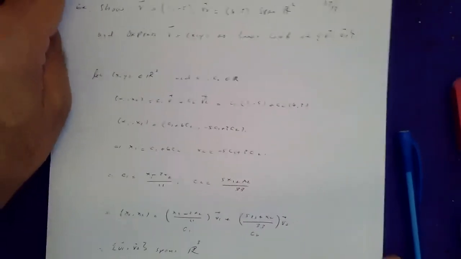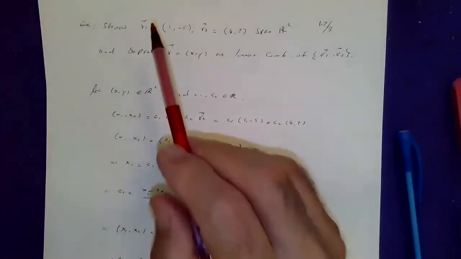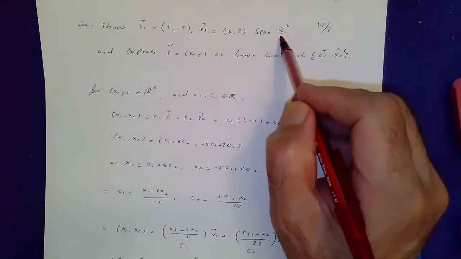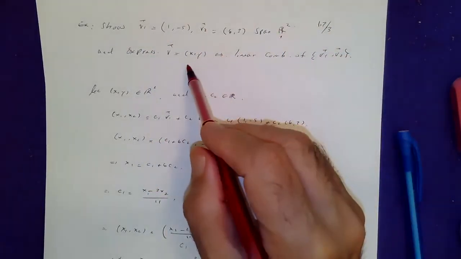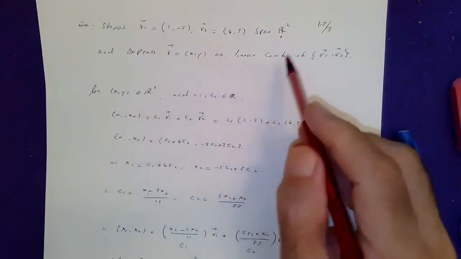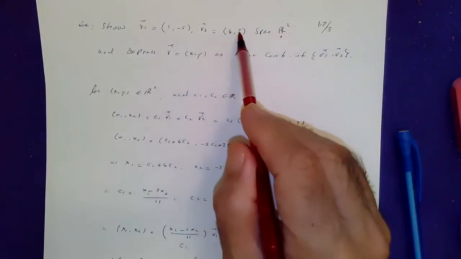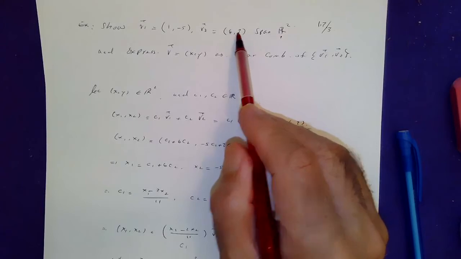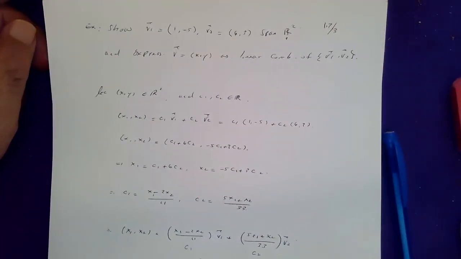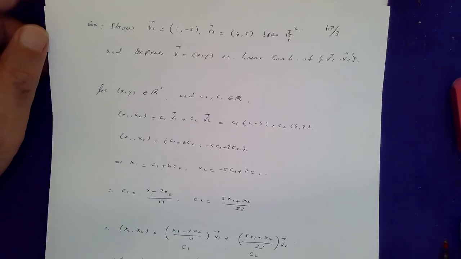One more question. Can you show that V1, V2 spans R2? In other words, no matter what you select on the X and Y axis, can you write it as a linear combination of these two vectors? Remember, in two dimensions, the standard basis, which we're going to learn later, is I and J.